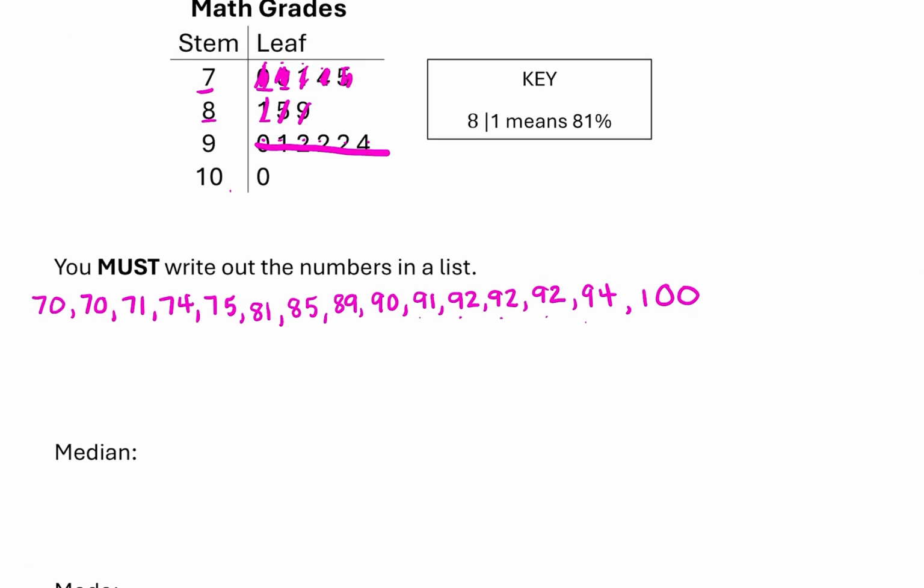Like median, which we know is the middle. So I'm going to start on the outside and start working my way in. Let's use a different color. Let's use green. So I'm going to start at 70. I'm going to mark out 70. Then I'm going to go all the way to the other end and mark out 100. And then 70, 94, 71, 92, 74, 92.